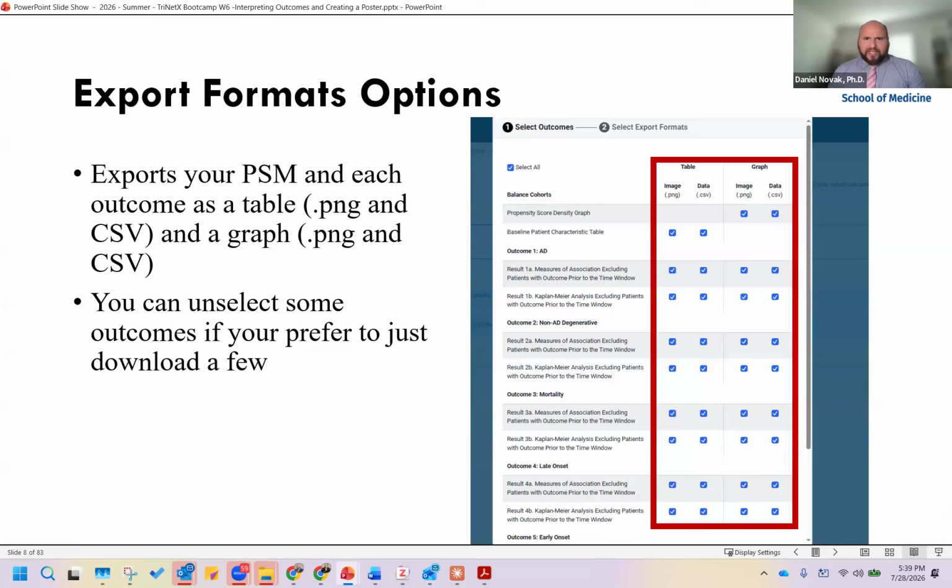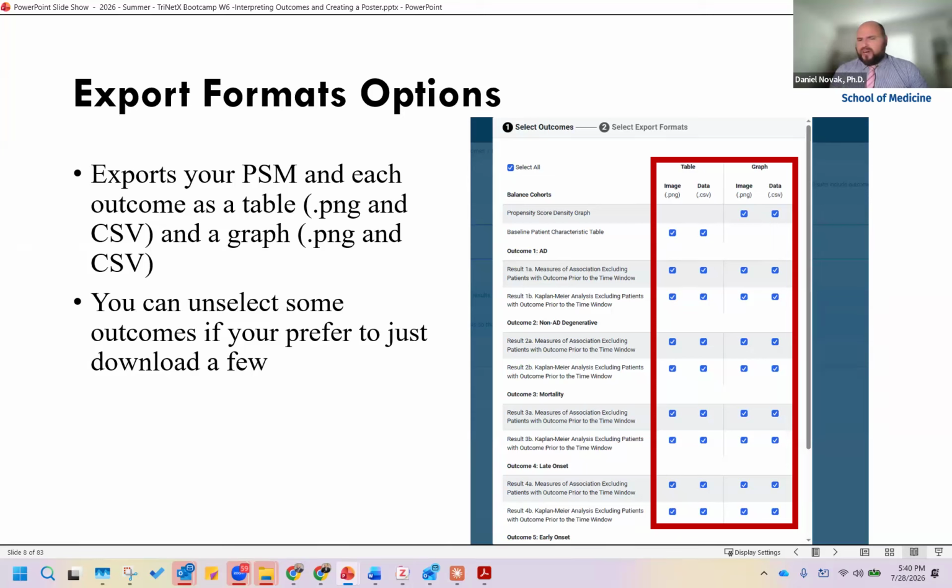So when you hit that export button at the top of your analysis at most of the TriNetX screens, certainly in the compare outcome screens, you'll be able to export your propensity score matching and each outcome as a table and a graph as an image file, a PNG. And you can select some of the outcomes, unselect some of them if you prefer to download just a few.